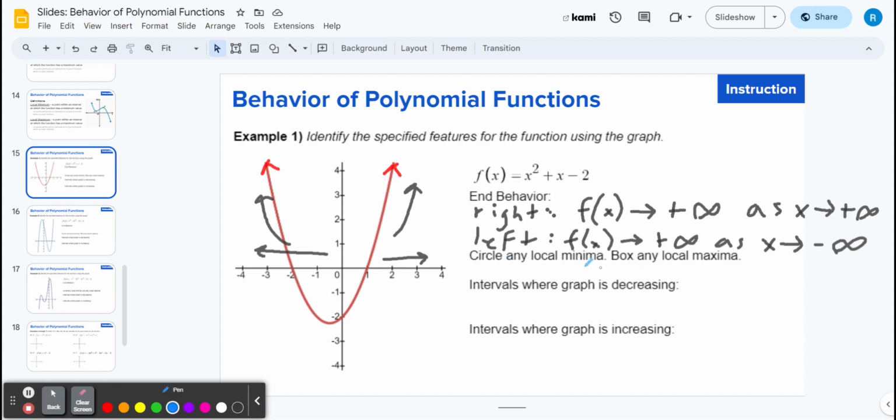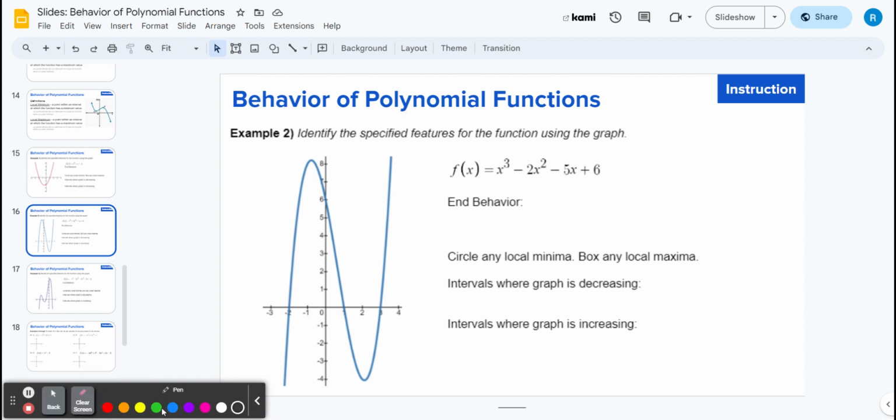Then let's circle any local minimum and box any local maximum. In this case, we just have a local minimum down here at the bottom point. There are no local maxima to find. And finally, on these intervals where the graph is decreasing and increasing, I'm going to scratch that from our notes today. And I want to handle that kind of graph behavior in later lessons as we start modeling different situations.